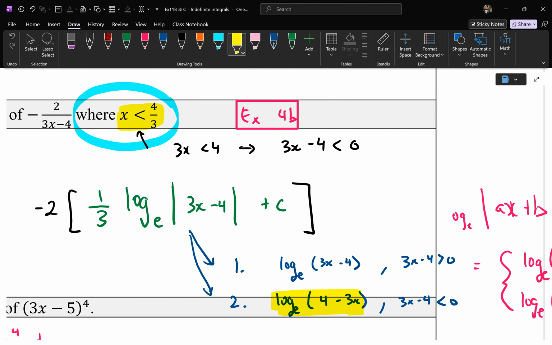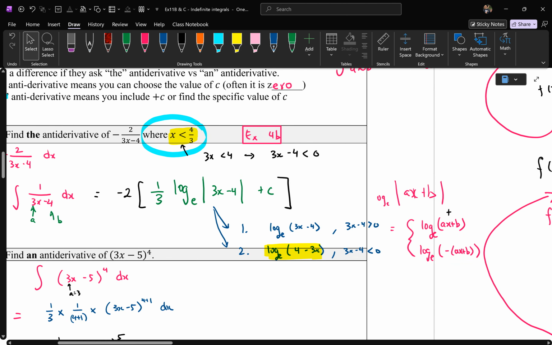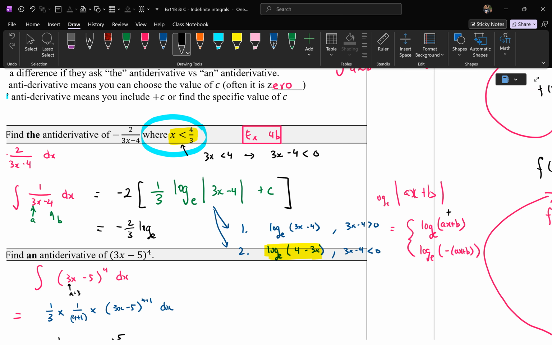When you do the mod, there's 2 versions of it. There's a positive of whatever the brackets are, or it's the negative version of whatever the brackets are. And that's what that little condition is trying to say to me. So therefore, my final answer, if you put it all together, it should be negative 2 over 3 log e, and now it's not modulus anymore because I now know based on the condition, it has to be 4 minus 3x plus c. That's my correct answer. That's my final answer.